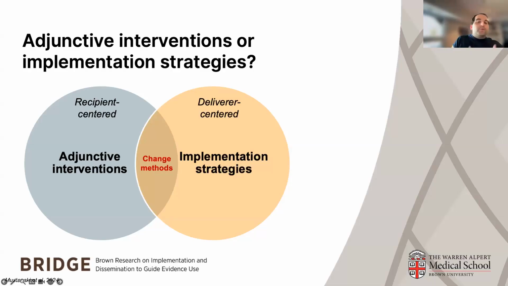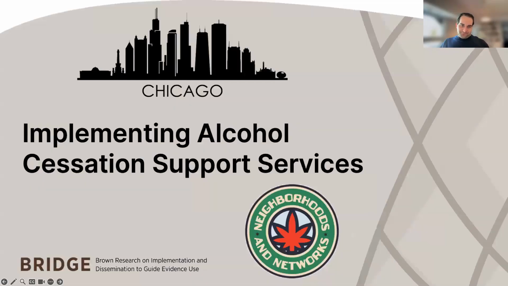Ultimately, jargon aside, what really is important with discrete choice experiments in this field of implementation science is that what we want to elicit as part of preferences should really be focused on change methods. Whether we end up talking about adjunctive interventions or implementation strategies, what we want to be eliciting is something that is going to change the dynamics, the setting, or the experience of users who are interfacing with evidence-based practices or interventions.